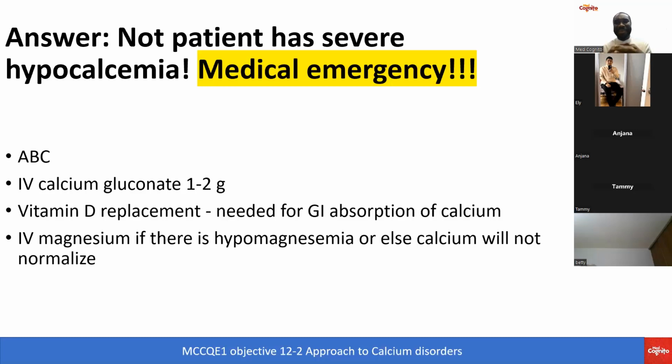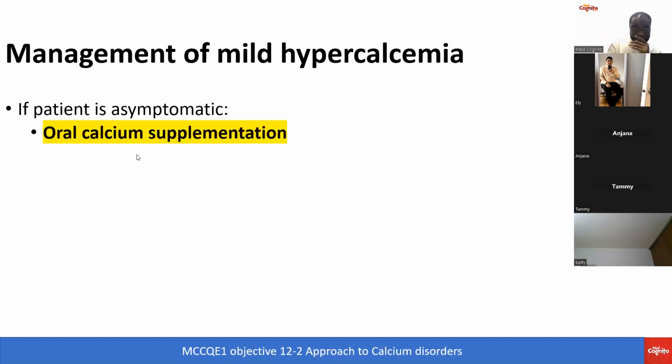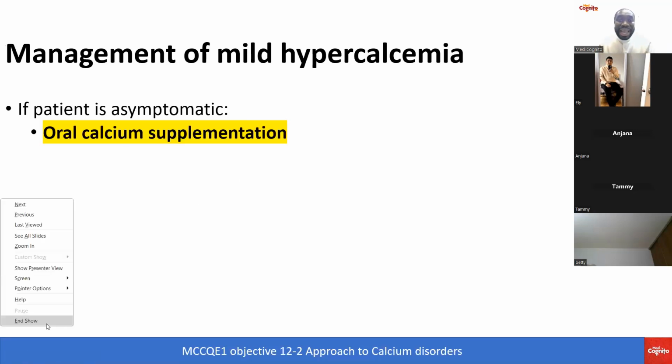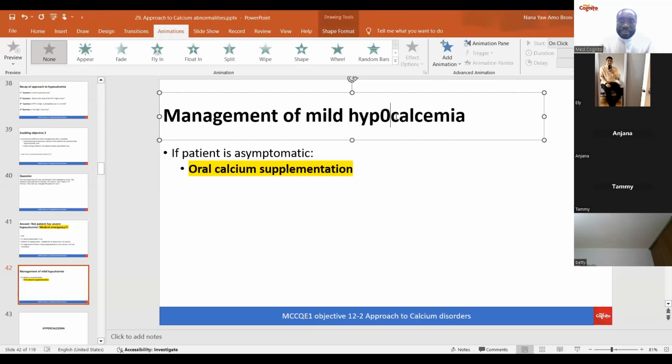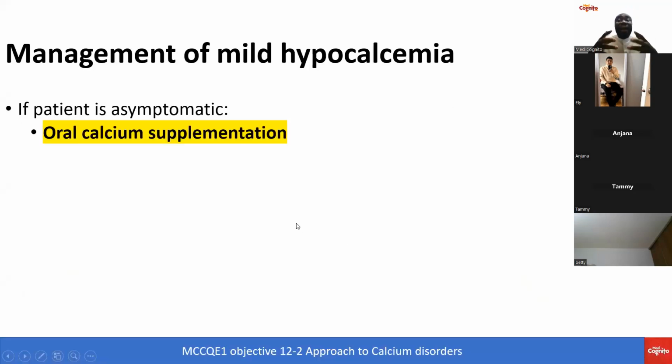Doctors, please, has it become very simple for you now? Okay. If the patient has mild, this is not hypercalcemia, sorry. Let me correct it even before we move on. This is not hypercalcemia. It's mild hypo. Sorry about that. If the patient has mild hypocalcemia, mild hypocalcemia basically means the patient is not symptomatic.